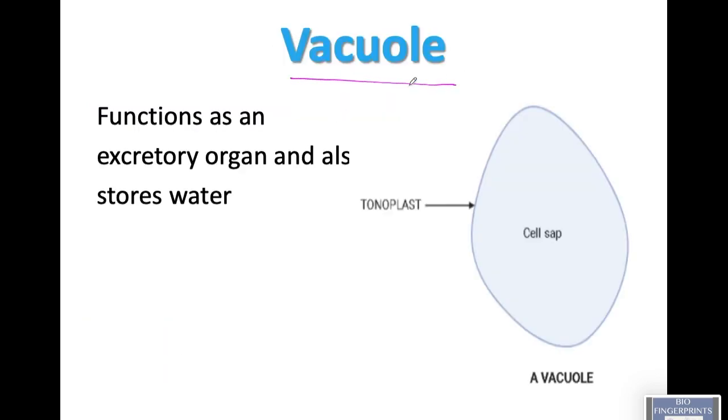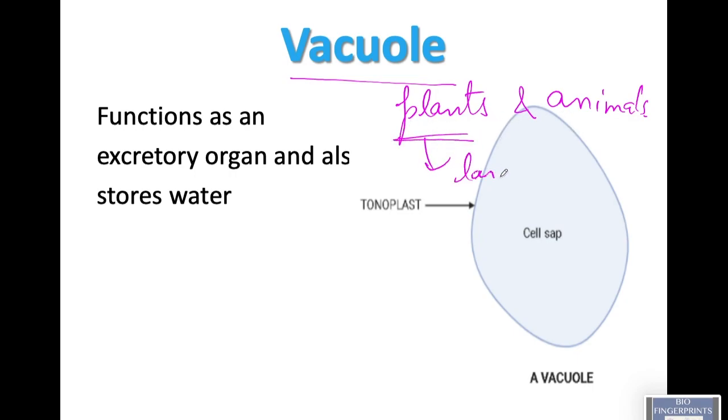Next cell organelle is vacuole. So vacuole is present in both plants and animals, but here is the difference. It is prominent in plants. It means it is larger in plants, so it pushes the nucleus to the side in them.